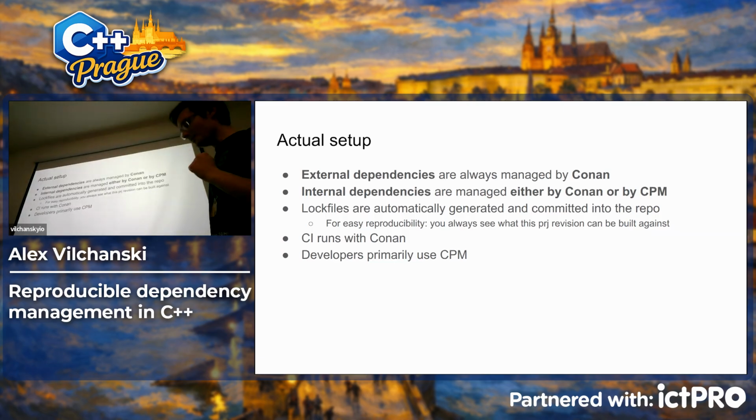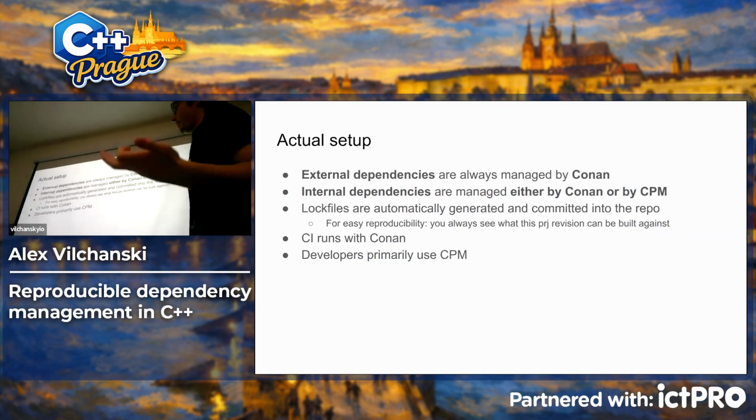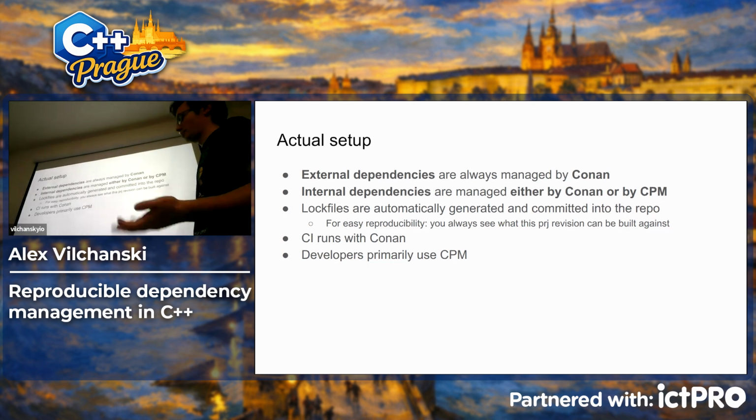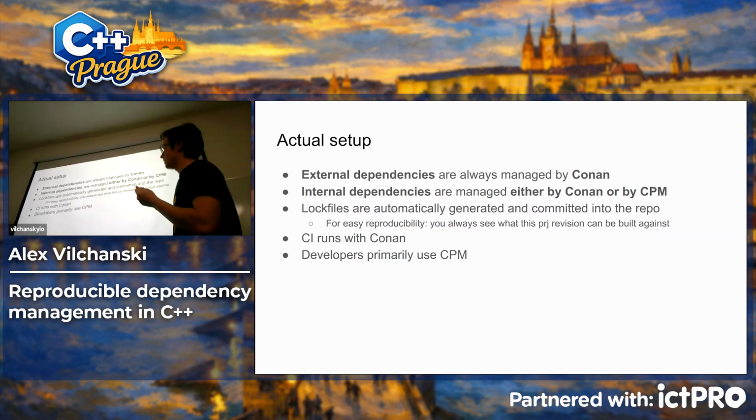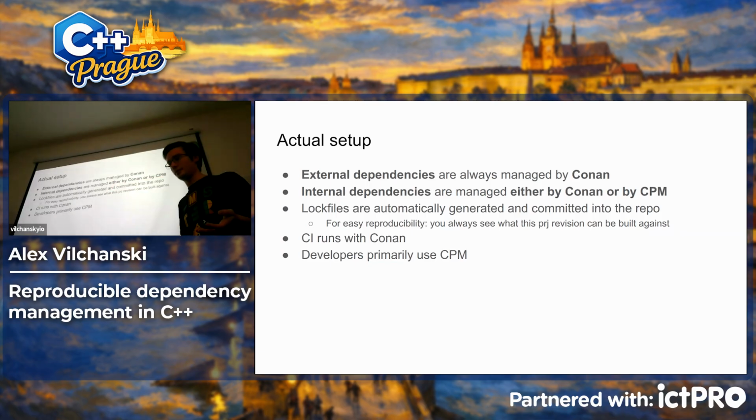And for internal dependencies, there are two ways we can do it. You can manage it by CPM or you can manage it by Conan. And you just have a CMake variable to switch that. That is done by creating two lock files for CPM and two lock files for Conan. We'll get to that. These lock files have CMake targets.